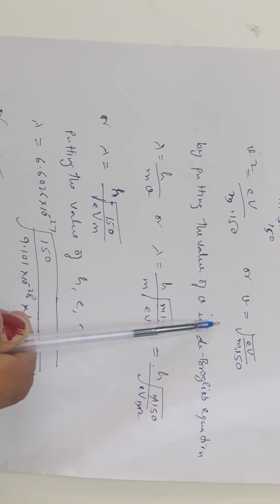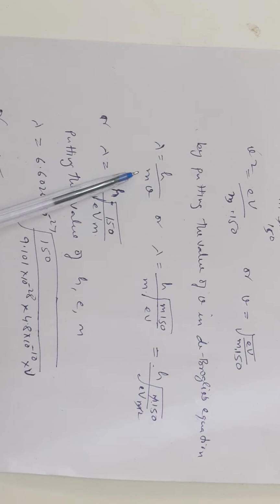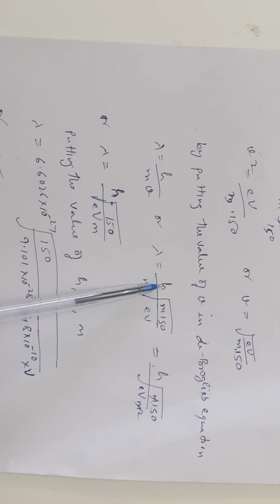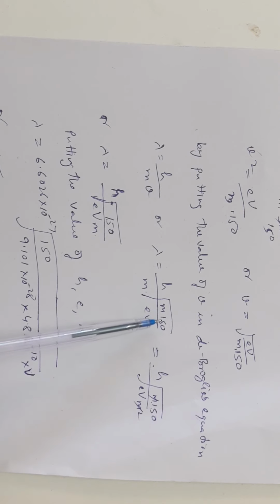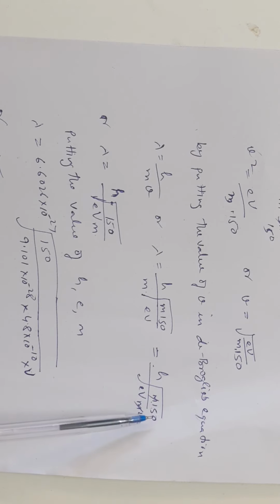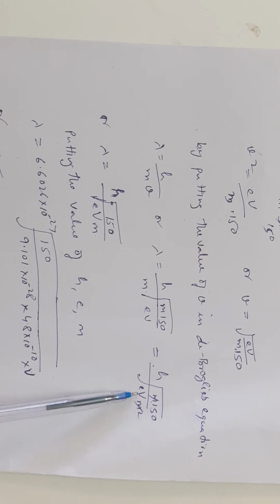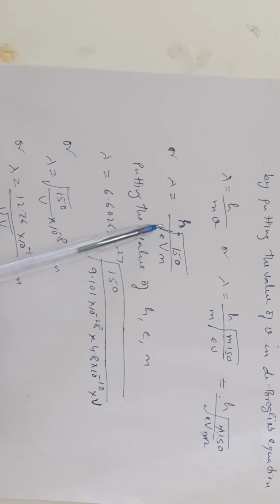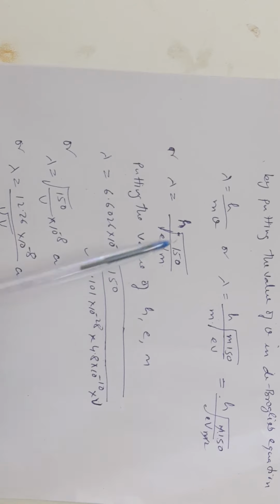velocity in the de Broglie equation, that is lambda is equal to h upon m into v, the equation becomes lambda is equal to h upon m into root of m into 150 upon root eV, or it can be written as lambda is equal to h under root m into 150 upon under root eV m square. Here the m cancels, and it equals lambda is equal to h into under root 1 upon 150 upon eV m.